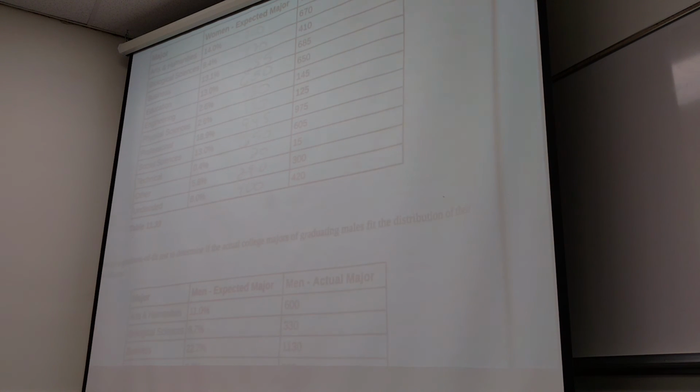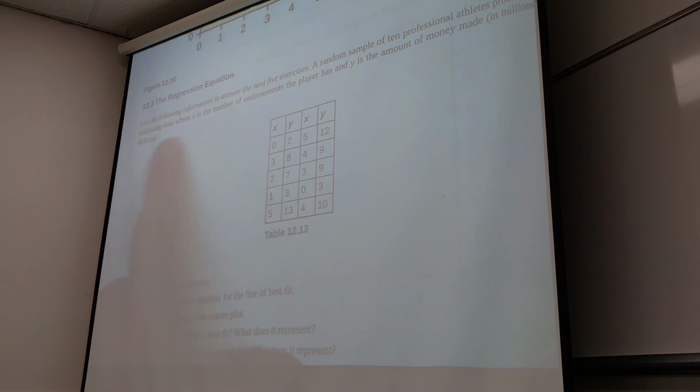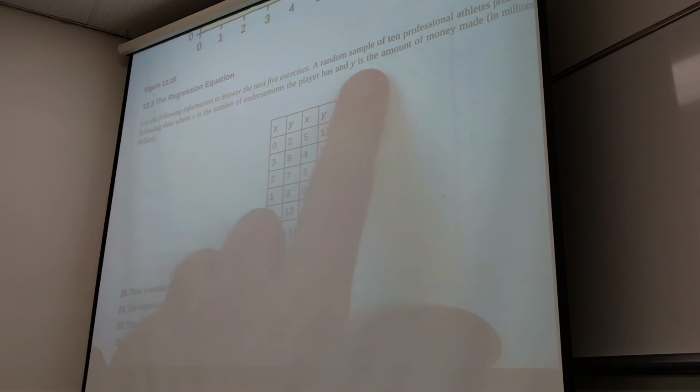All right. Any other specific questions out of the homework? 12.3, number 24. All right, so in this problem, that's a weird way to give you this. So X is the number of endorsements, Y is the amount of money made in millions of dollars.